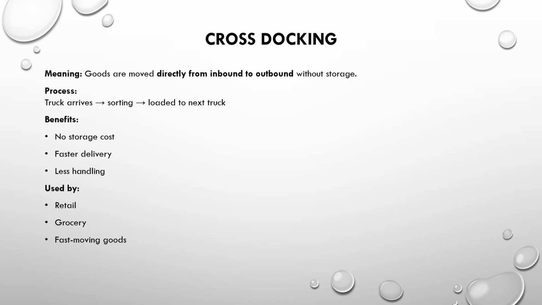What are the benefits of cross-docking? Cross-docking helps reduce storage cost. It allows faster delivery to customers. It also results in less handling, which reduces damage. Where is cross-docking used? Cross-docking is commonly used in retail warehouses, grocery warehouses, or for fast-moving goods. So cross-docking is a cost-effective and fast logistics method for handling high-volume products.